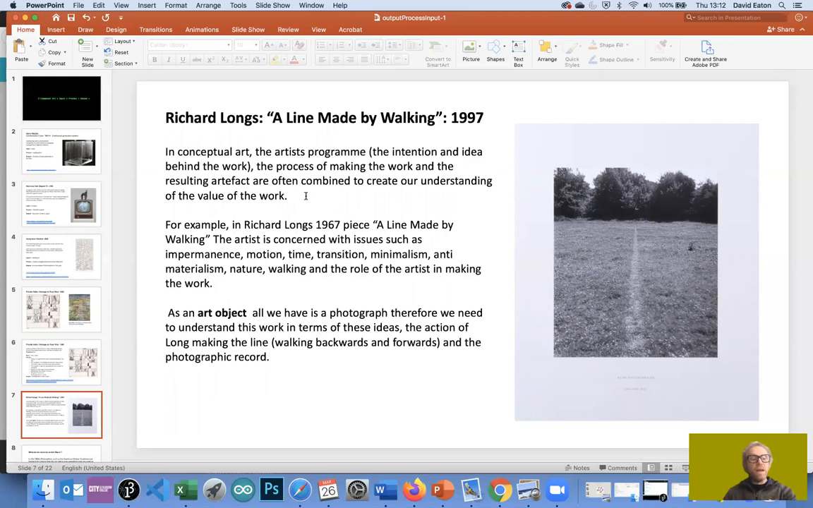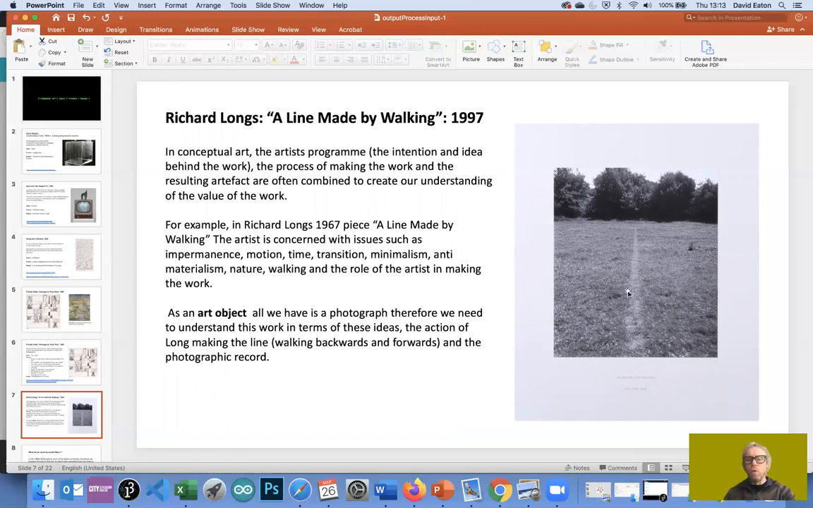The process of making the work and the resulting artifact really starts to emphasize the value of that work. So the whole thing gets combined into a whole. In this example, Richard Long made a piece called A Line Made by Walking. It was really where he went into an area, a field with a patch of grass, and then just walked backwards and forwards over a period of time and created the line.